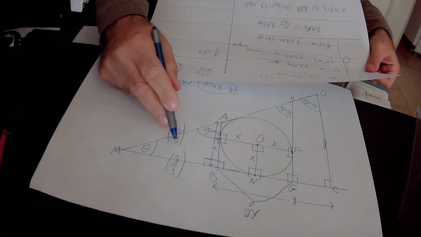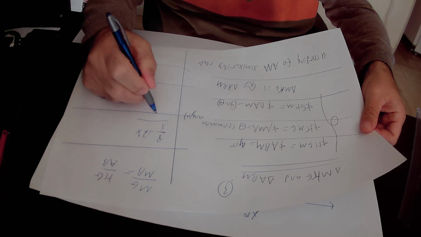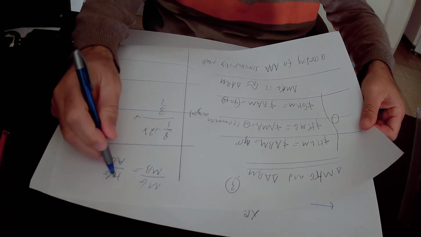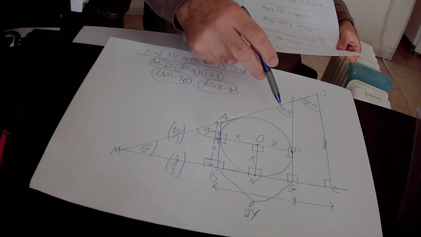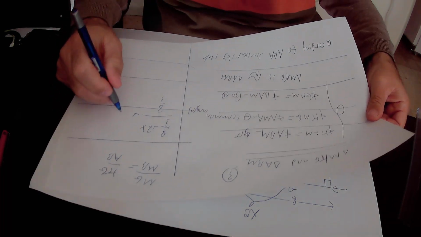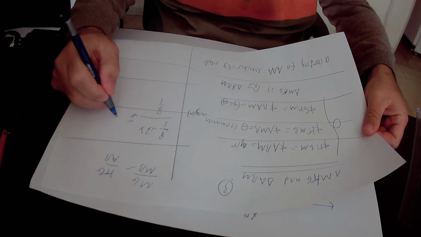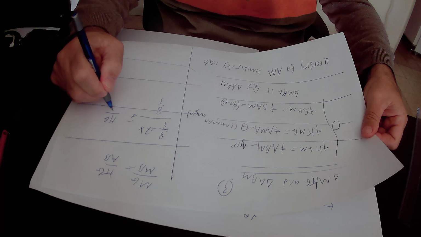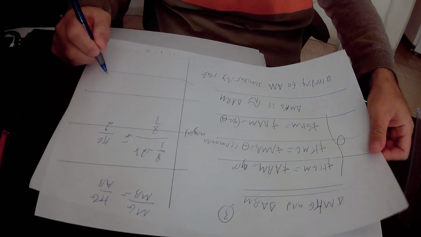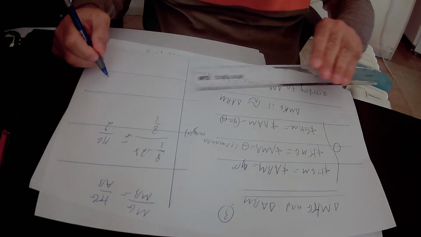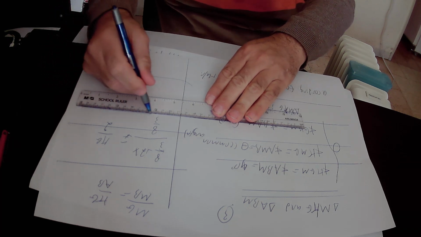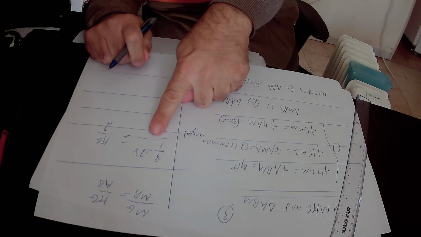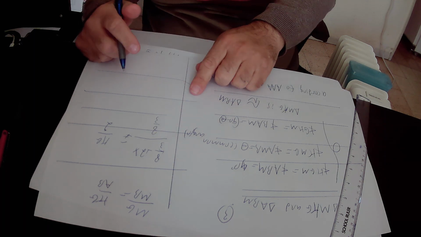over MB, that is 8 over 3, plus KG. KG is unknown, so we leave it as it is, over AB. AB is 2, so we substitute AB by 2. So here we'll multiply 2x by 3 and then we divide it by 3 in order to have a common factor with 8 over 3.